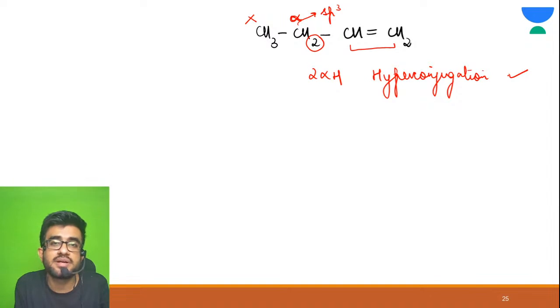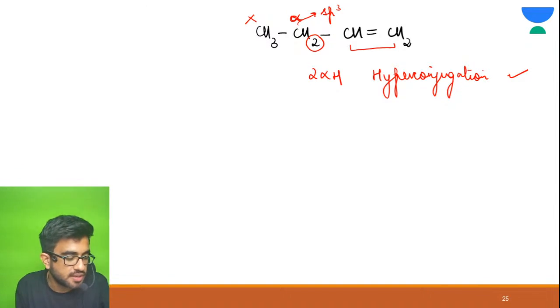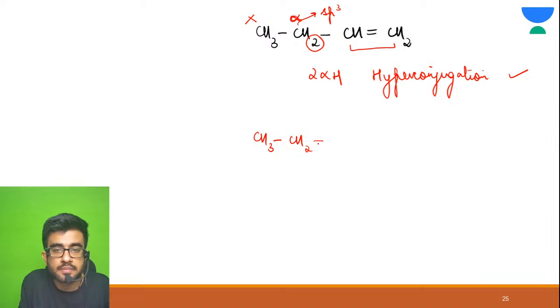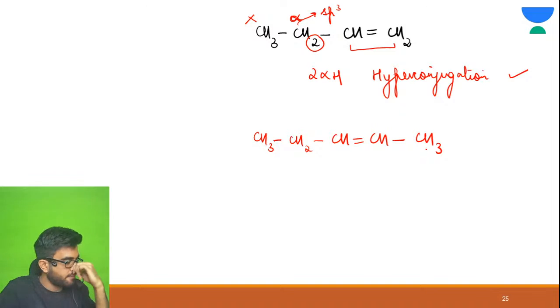Hyperconjugation is possible. It should have alpha hydrogen and it should be on sp3 hybridized carbon. So it is possible. Nagendra, what is the doubt here? Tell me. You guys can ask any doubt if you have any.